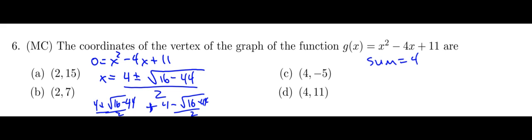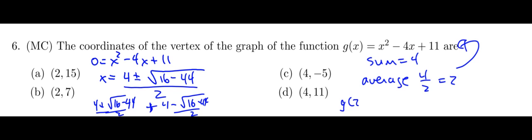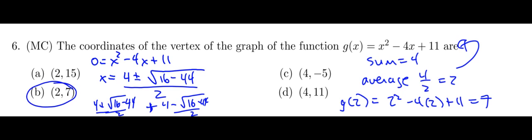And then because I'm wanting the middle, the axis of symmetry, I take the average and I divide that by 2. So 4 over 2 is 2. So the x-coordinate here is going to be 2. Well, that's going to correspond to either A or B. If I plug 2 back into the original equation to get the y-coordinate, I get g of 2 is equal to 2 squared minus 4 times 2 plus 11, and it turns out that answer is 7. And so the answer is B.